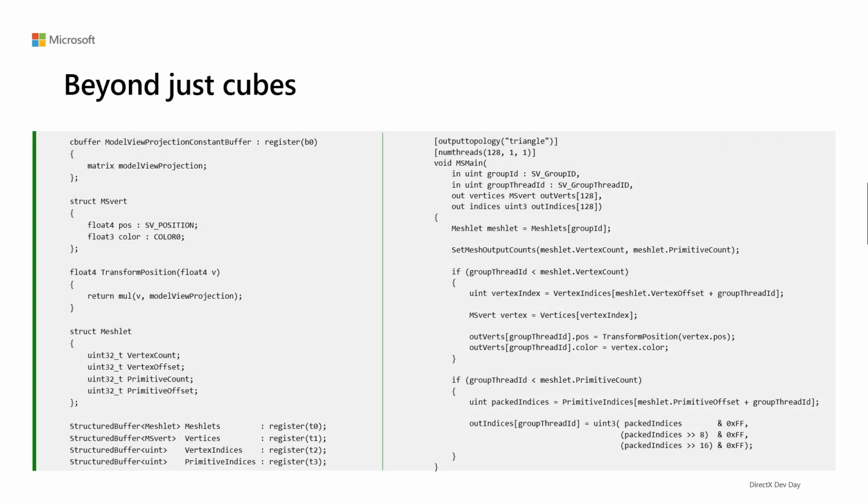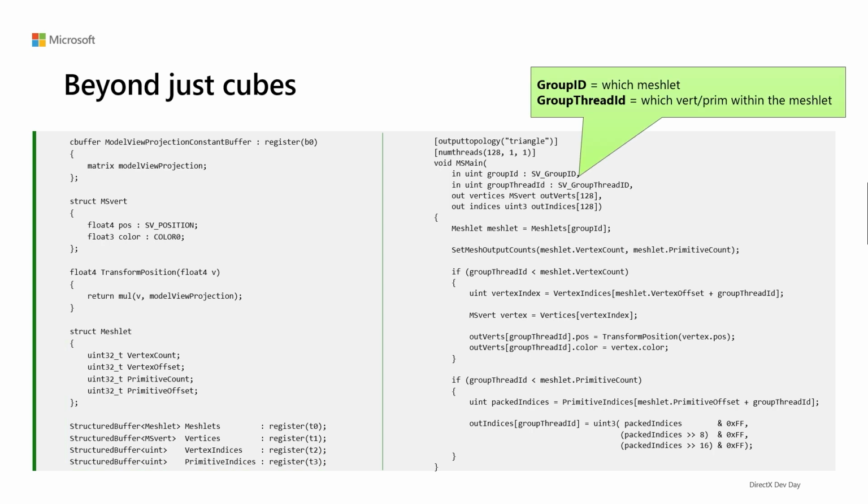So now I've introduced that concept, I can show you what the code to draw a mesh shader using meshlets would be. So this is replacing my cube shader with something that reads its geometry data from memory so it can draw any model at all. And so here we have the definition of the meshlet structure. That's exactly the same as I showed on the previous slide. We have a bunch of structured buffers for reading the meshlets, the vertex data, the indices, the primitive indices.